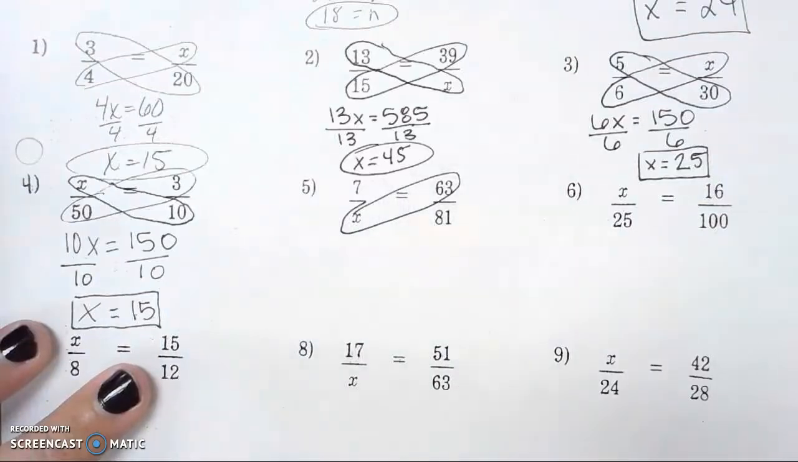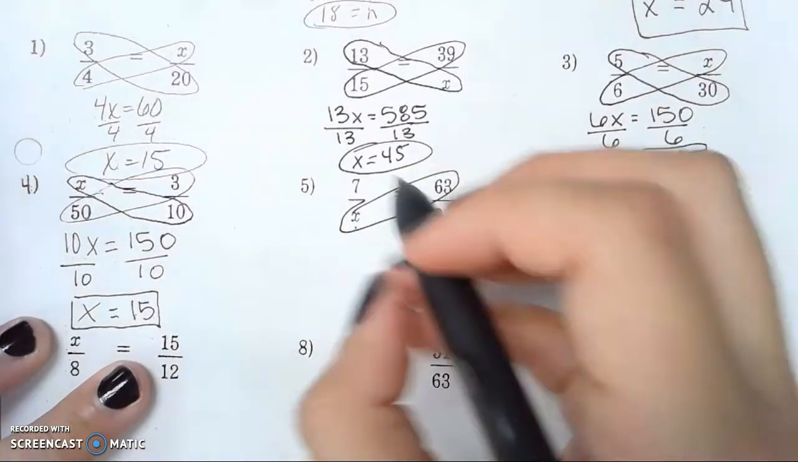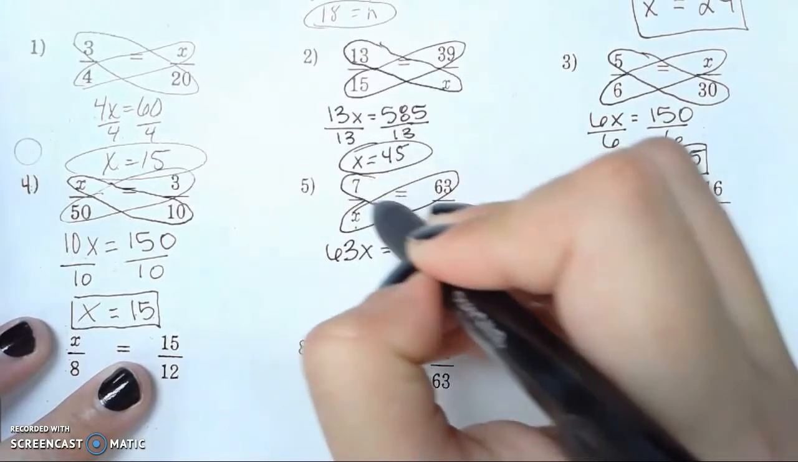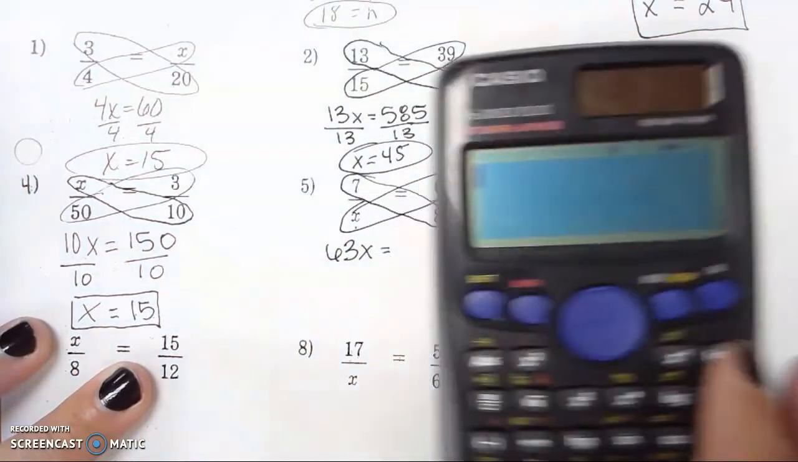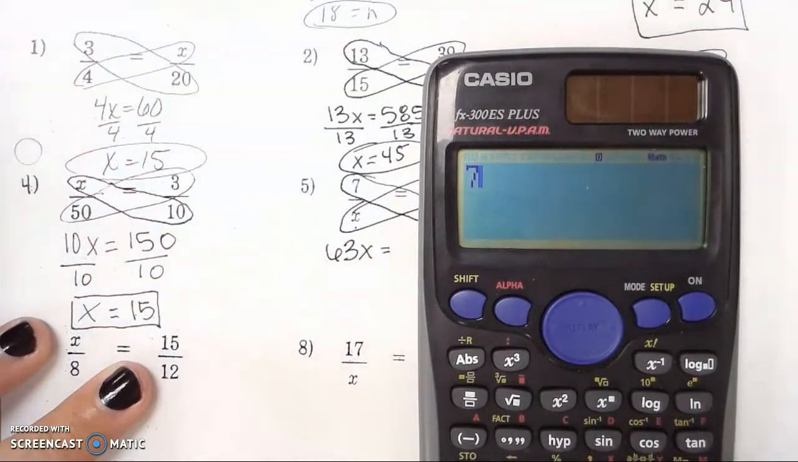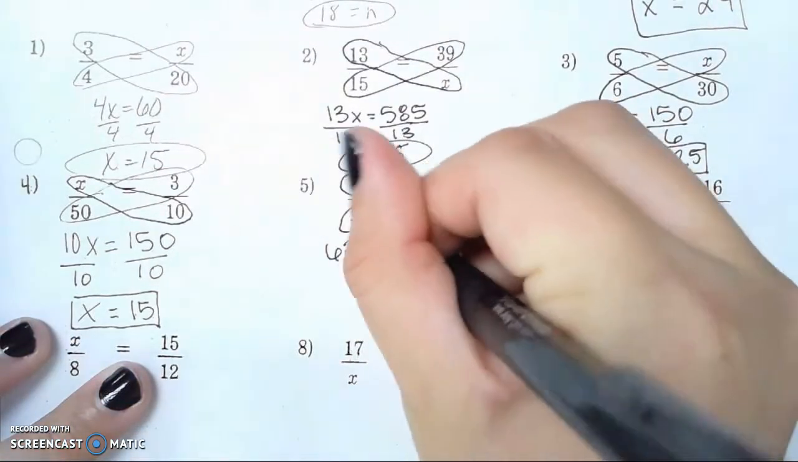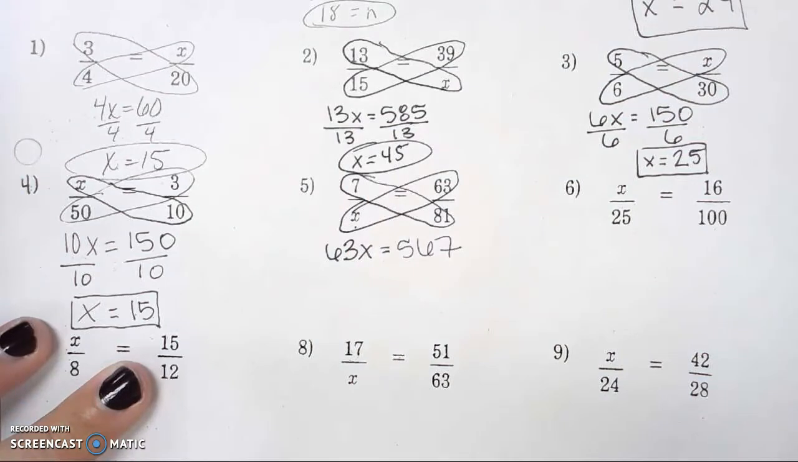So this time I'm going to multiply the second ones together. So 63 times x is 63x. And then 7 times 81, you guys can use your calculator. So 7 times 81 would give me 567.